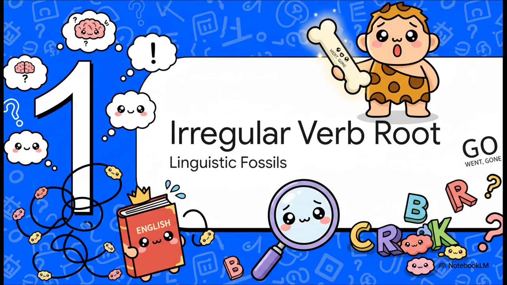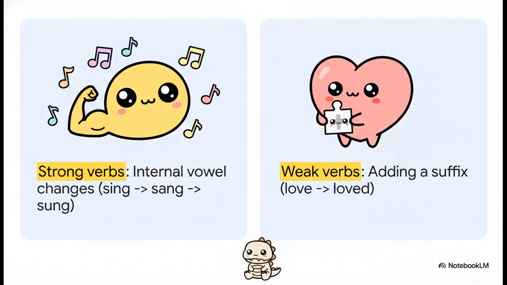So, Section 1, the irregular verb problem, linguistic fossils. What actually makes a verb irregular in the first place? Well, historically, early Germanic languages split verbs into 2 different camps. You had your strong verbs, which formed their past tense through internal vowel changes. Think sing, sang, sung. And then you had weak verbs, which just tacked on a simple suffix, like love, loved.